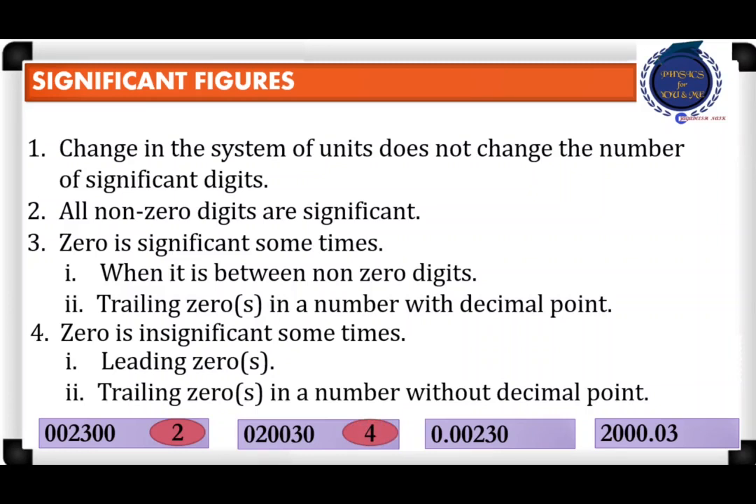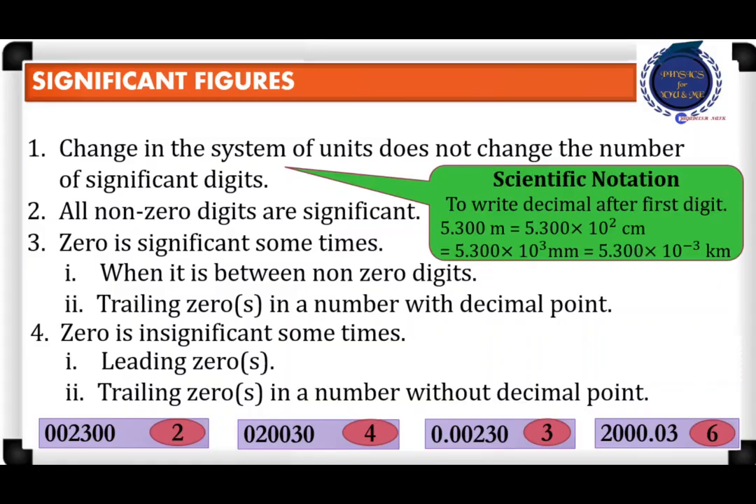Consider the third example. There are 3 zeros which are leading and also 1 zero which is trailing. The presence of the decimal point makes the trailing zero significant, but the leading zeros are, as usual, always insignificant. Hence, the number of significant figures is 3. In the last case, all the zeros are present between the non-zero digits. Hence, the number of significant figures will be 6.